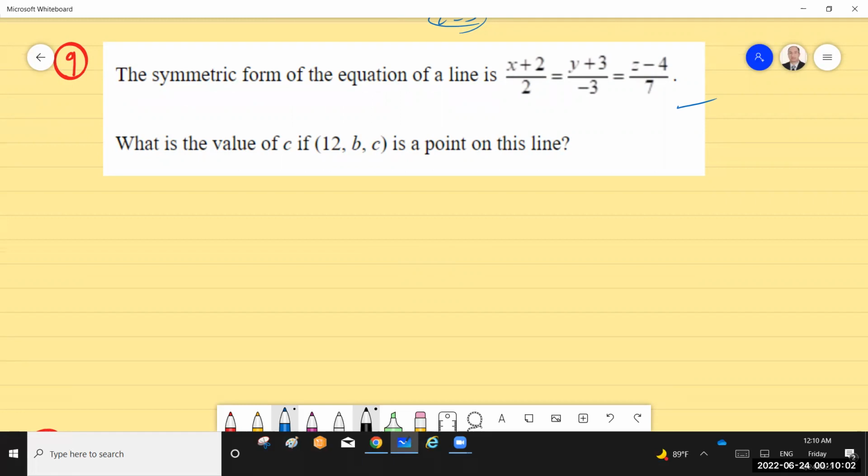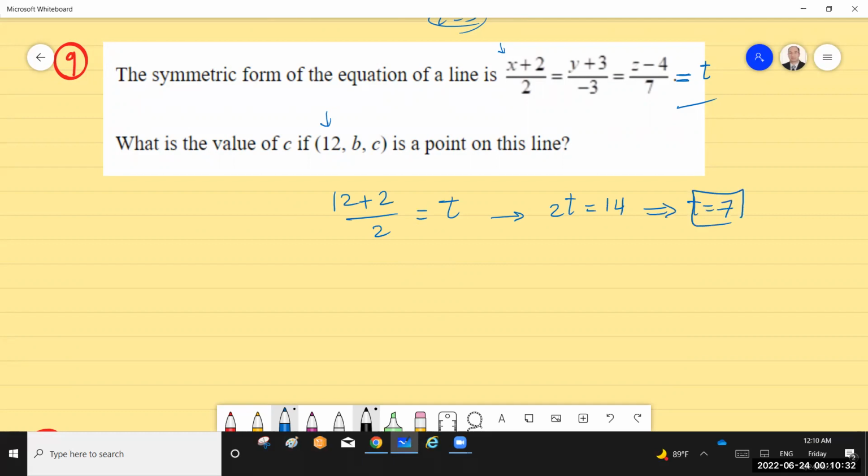12 is on this line. It means what? 12 is a point, 12 is the x value. Just put x here. This all gives you the parameter. You know, the Cartesian equation, each of them is the value of t. So just put x at 12 now. So (12 plus 2) over 2 must be the value of the parameter t. By solving this equation, you have 2t is equal to 14, which implies t is equal to 7.